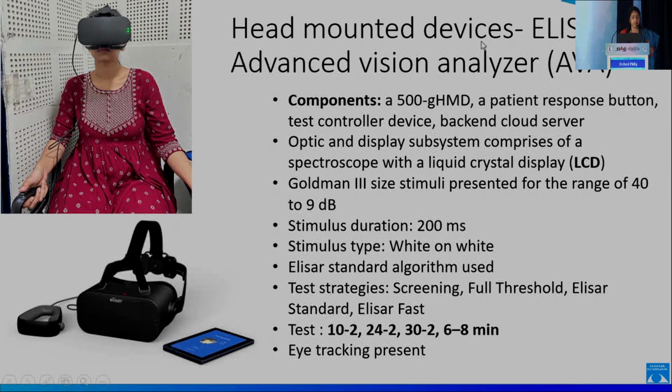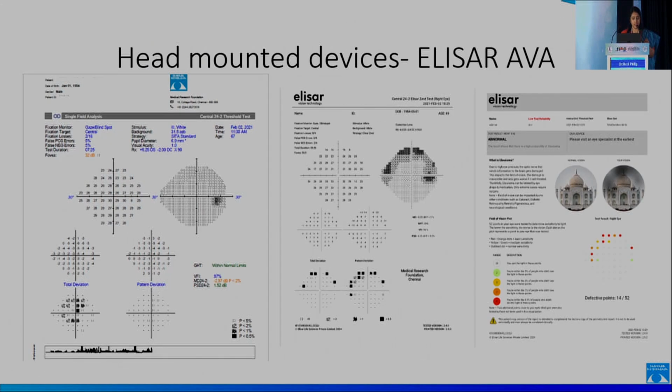The head-mounted devices, ELISAR is a representative advanced vision analyzer. It has 4 components, that is the head-mounted device, a patient response button, the controller device, and a back-end cloud server. The display system consists of a liquid crystal display. You have a Goldmann size 3 stimulus, and test strategies include 10-2, 24-2, 30-2. It takes around 6 to 8 minutes, and eye tracking is present.